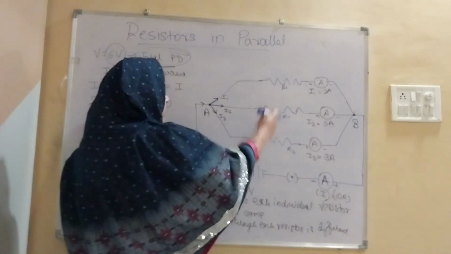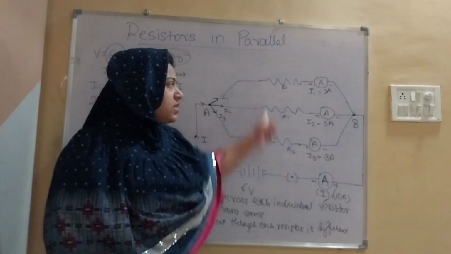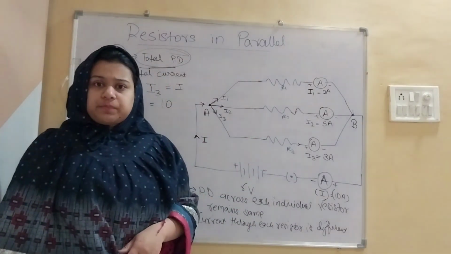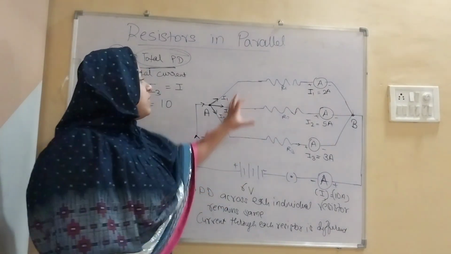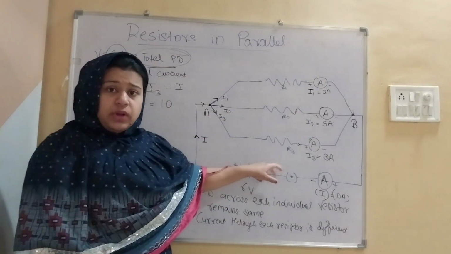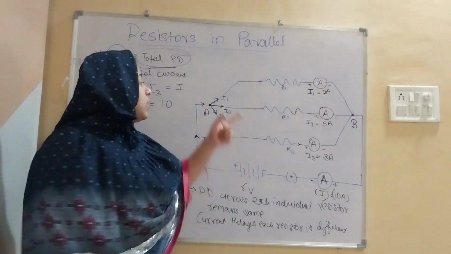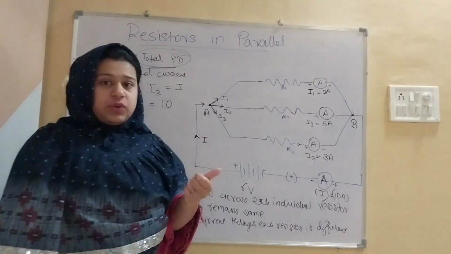When it will be same? When the value of R1, R2 and R3, all the 3 resistors are of equal value. Say all the 3 resistors are of 2 ohm. So in that case, the current will divide equally. But if the resistors are of different value, then the value of current will not be same. So the current will not divide equally. It will divide with unequal values.